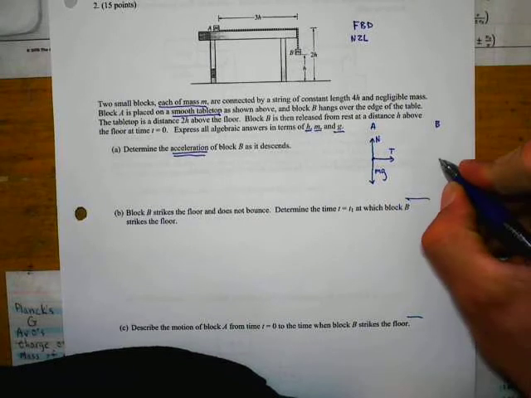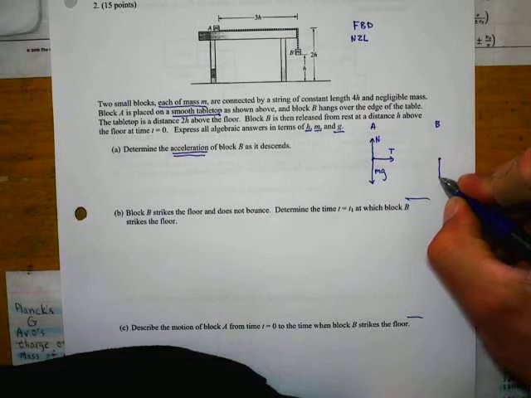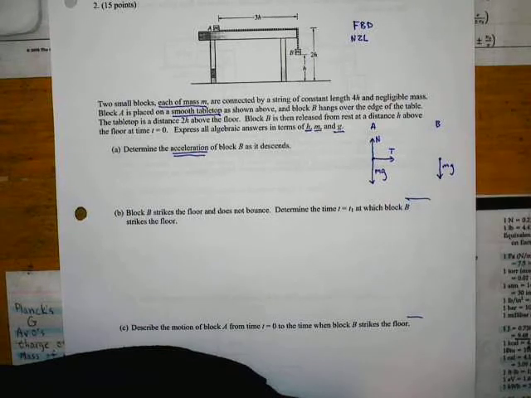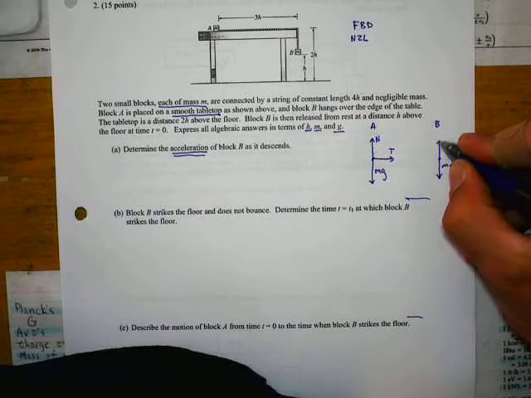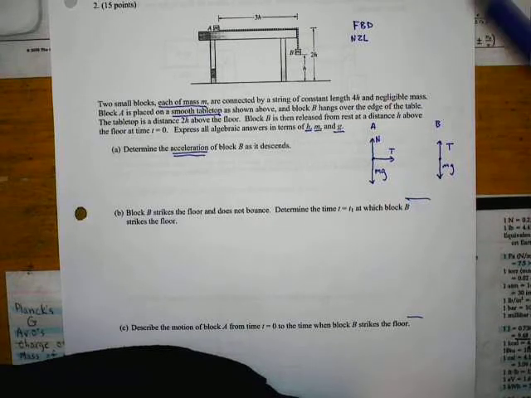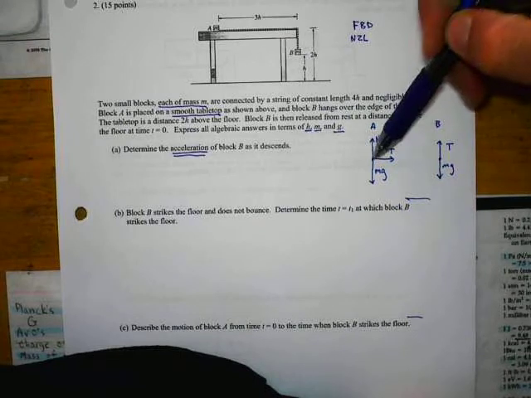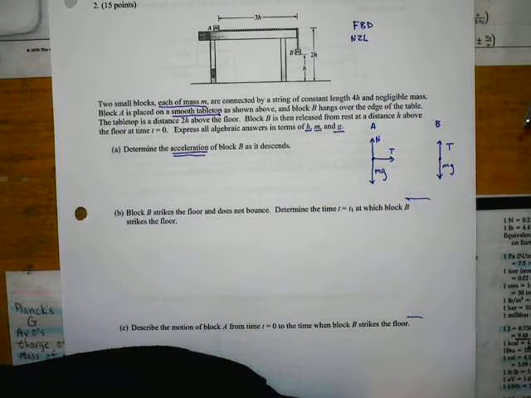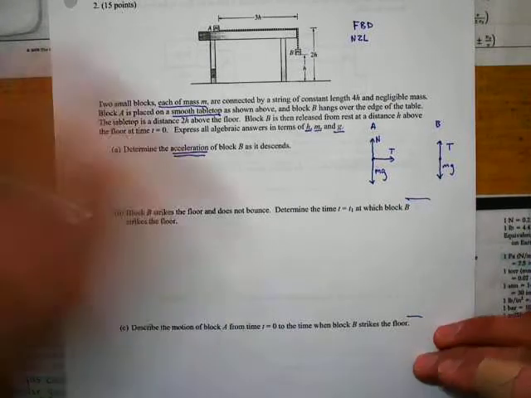For this one over here, I've got mg, and upward I've got tension. And mg is going to be bigger than tension because this thing is going to accelerate downward. Because there's no friction holding this back, we know it is going to accelerate. We don't have to check static friction and all that.